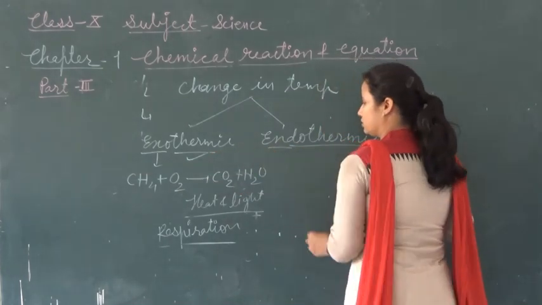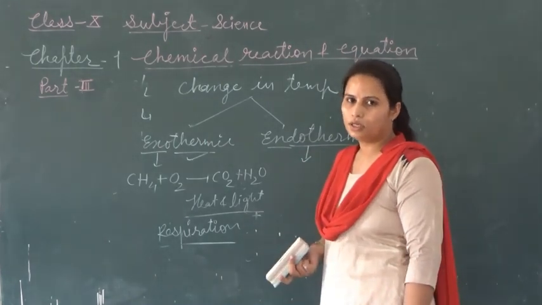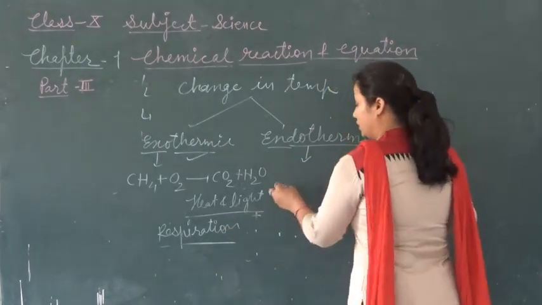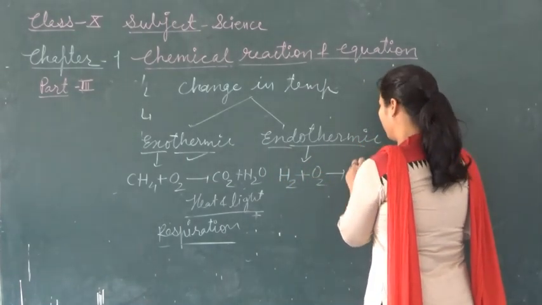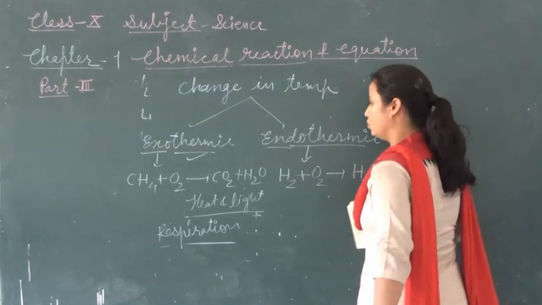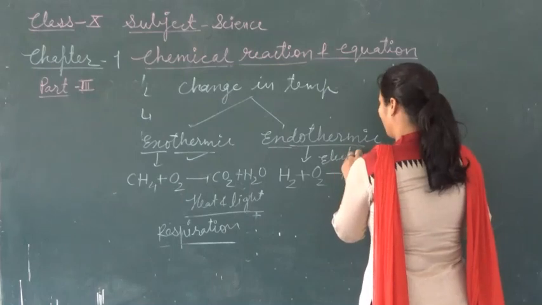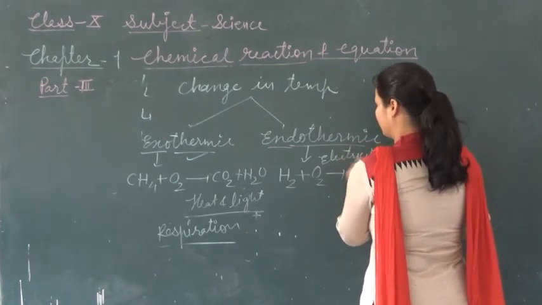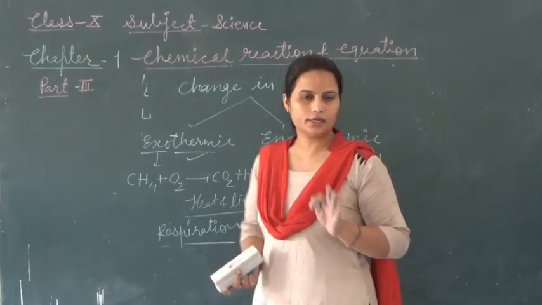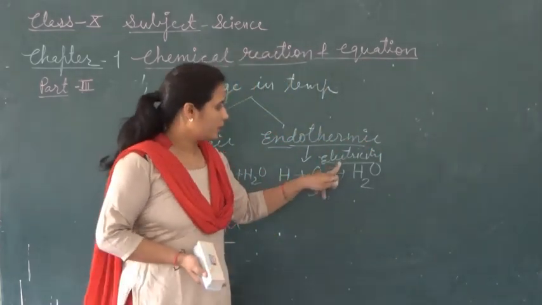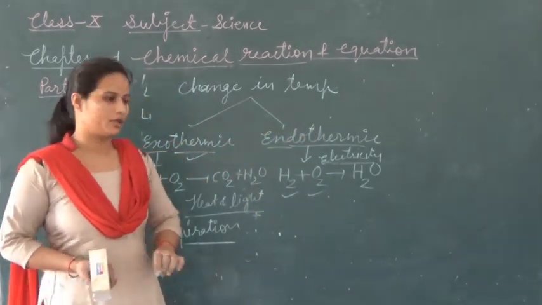Endothermic reaction is the reaction which requires energy to break down the reactant. For example, hydrogen and oxygen mix and form water, H2O. But it requires energy. It means whenever we provide electricity, at that time the hydrogen gas and oxygen gas combine and form water. Means energy is required. This type of reaction is called an endothermic reaction.